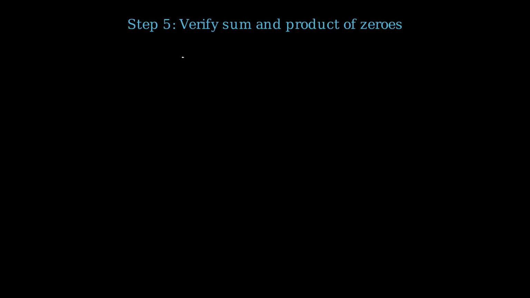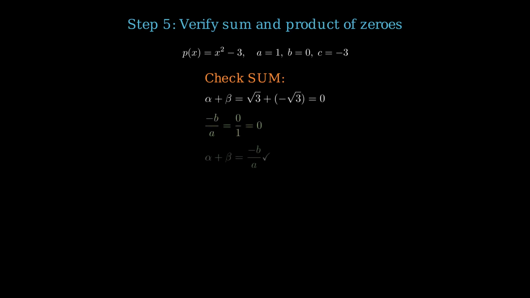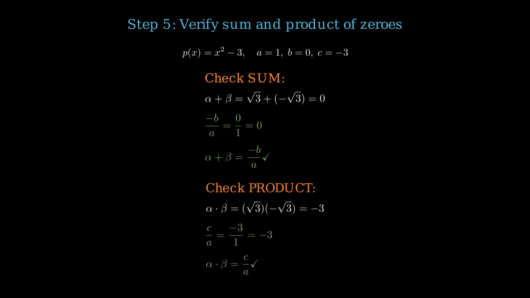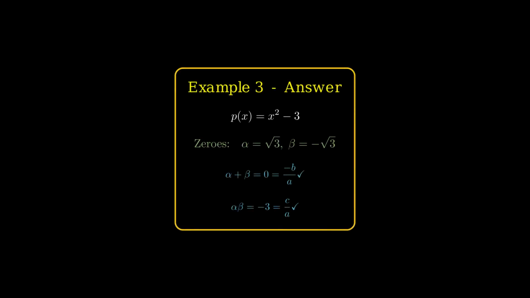Step 5. Verify. For the sum, alpha plus beta equals root 3 plus negative root 3 equals 0, and negative b over a equals 0 over 1 equals 0. Sum is verified. For the product, alpha times beta equals root 3 times negative root 3 equals negative 3, and c over a equals negative 3 over 1 equals negative 3. Product is also verified. Both relationships hold as expected for this polynomial.